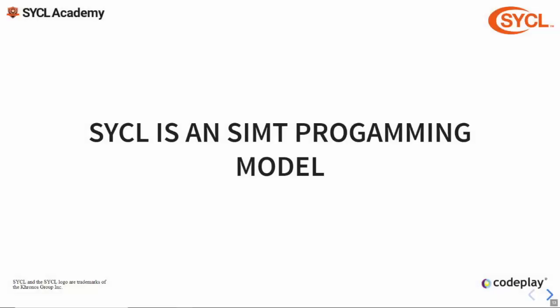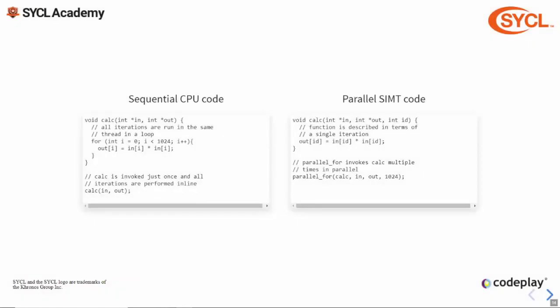Now we're going to take a look at the SIMT programming model and what that means for how kernel functions are described in SYCL. So SIMT stands for Single Instruction Multiple Thread, and this is a paradigm that is used for expressing parallelism. To demonstrate this, let's look at two examples. In the first example on the left, we have a regular sequential CPU code. We have a function which takes an input pointer and an output pointer and loops over the pointers to compute some computation for 1024 iterations.